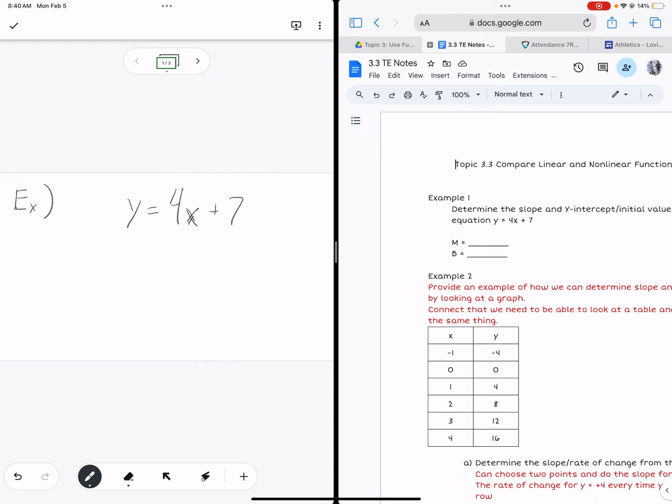So what is my slope here? Lillian, I'm talking. What's my slope of this graph? 4. And then what's my y-intercept? Positive 7, right? So you guys already know how to find slope and y-intercept using an equation. All right? You guys also know how to find slope and the y-intercept off of graphs like this, if it's graphed.